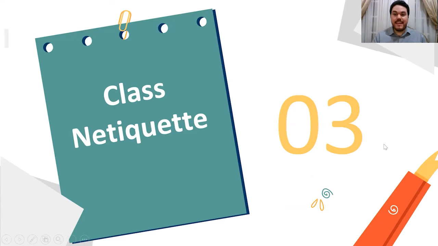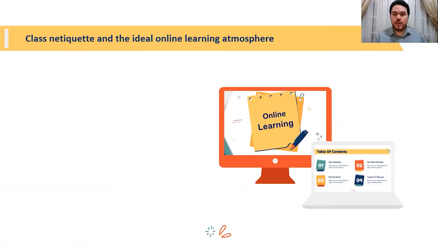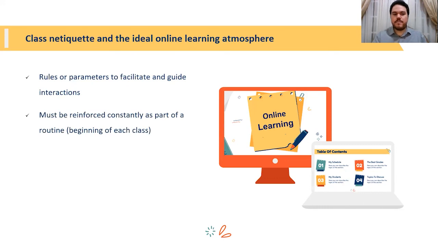All right, so let's talk about class netiquette and how class netiquette is directly related to creating the ideal online learning atmosphere, right? So when we talk about class netiquette, we refer to rules or parameters that facilitate and guide interactions. So we need these parameters in our online classes, just like we need these parameters in our face-to-face classes, just to provide that framework, right, to guide the interactions in our lessons. Remember that these parameters or rules, if you want to call them, must be reinforced constantly as part of a routine. So they have to become a routine, something that students are used to and that they're comfortable with.